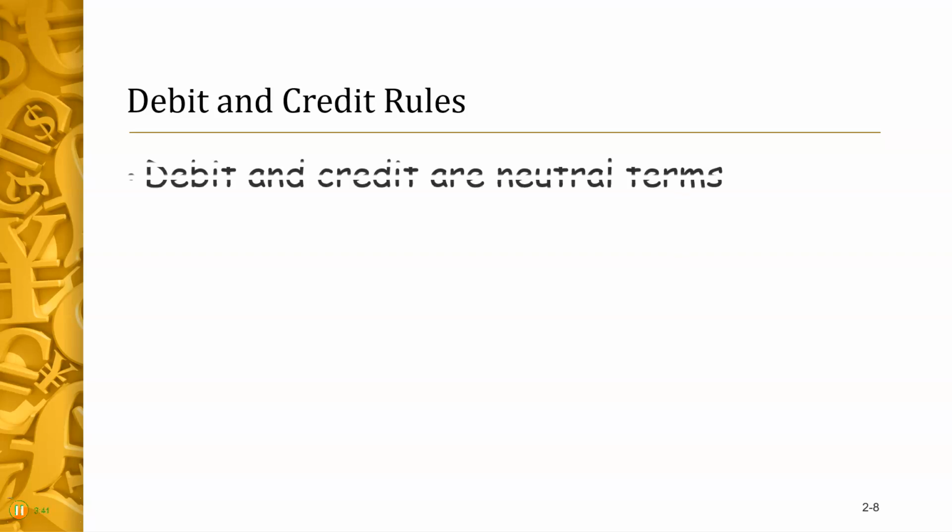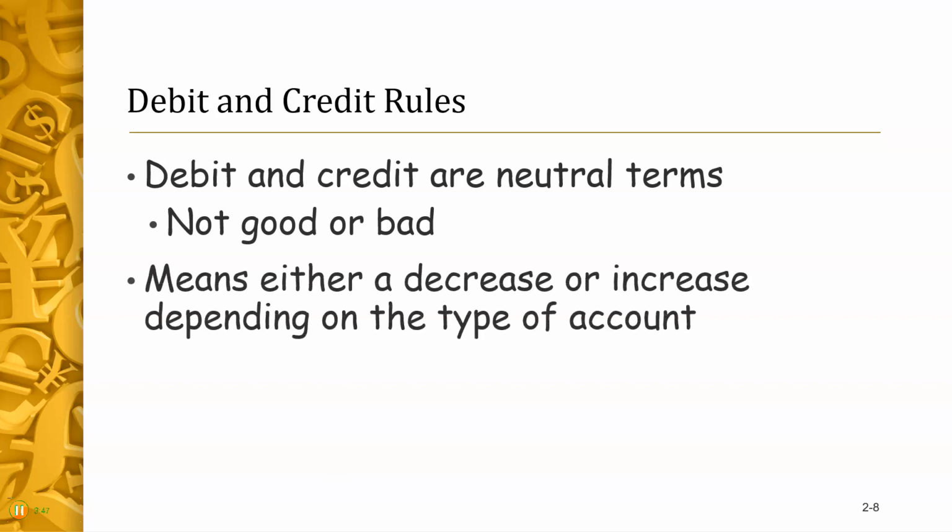What are the rules? Debits and credits are neutral. They're not good or bad. They mean either a decrease or increase depending on the type of account. That's what you have to remember. So, debit and credit do not mean increase and decrease. It depends on where the account falls in the accounting equation.